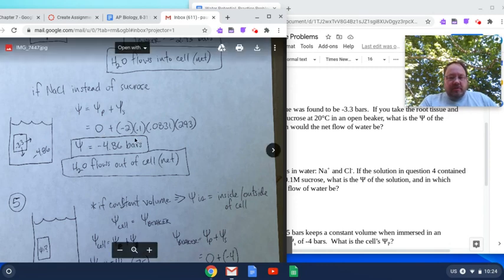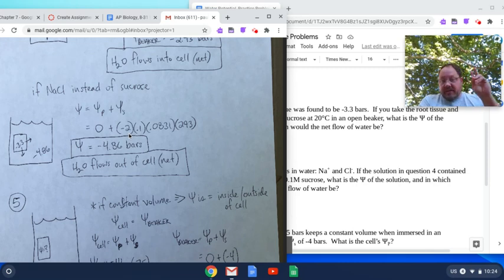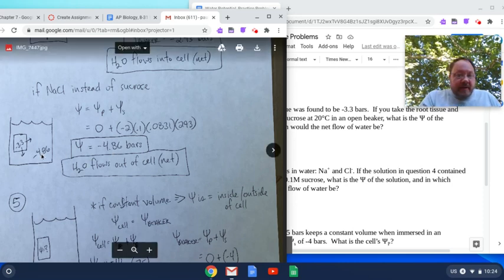But in the beaker solution, you're going to be using sodium chloride instead of sucrose, so that has an ionization constant of 2. All the other numbers being the same, what you end up basically doing is making the solute potential twice as negative. So now the water potential is negative 4.86 bars. So it's negative 3.3 bars in the cell, negative 4.86 bars in the beaker solution. And again, water flows from high to low potential. The water's going to be flowing out of the cell.